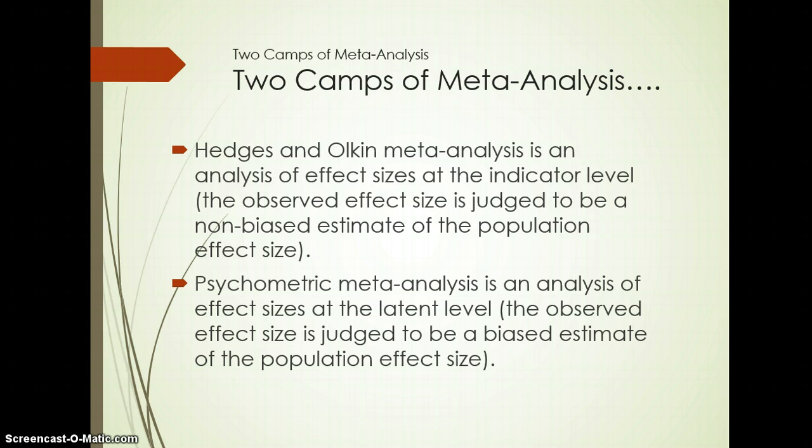Okay, so some other details. The Hedges and Olkin meta-analysis is an analysis of effect sizes, again, at the indicator level. So they look at what is observed, and they would refer to this as a non-biased estimate of the population parameter. Differently, psychometric meta-analysis looks at the observed effect sizes at its latent level. So the observed effect size is judged to be a biased estimate of the population effect size that has to be corrected for measurement error, and potentially for other types of artifactual variance. And this usually results in increasing the magnitude of the effect size because measurement error will always result in underestimating the effect size.